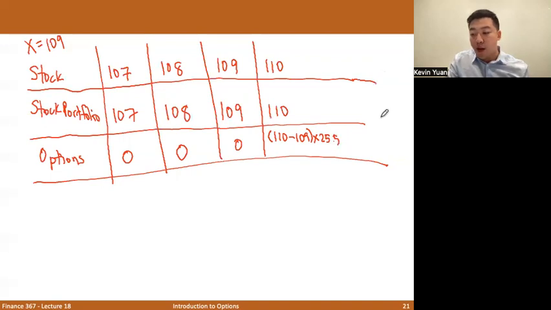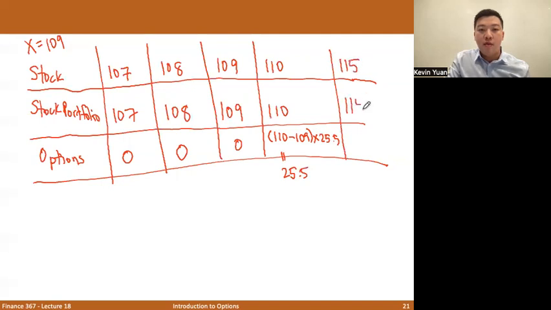Actually, no, well, it's just one, so try 25.5. Now, let's say that it's 115. And again, this is going to be 115. What you would do is you take 115 minus 109 times 25.5. You get 153. And we can do one more example.